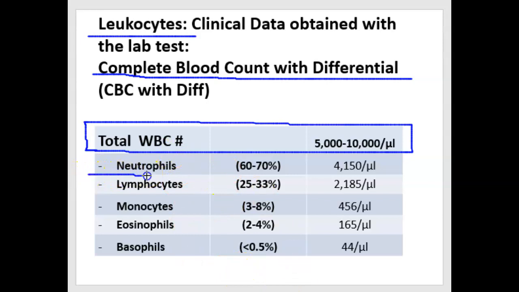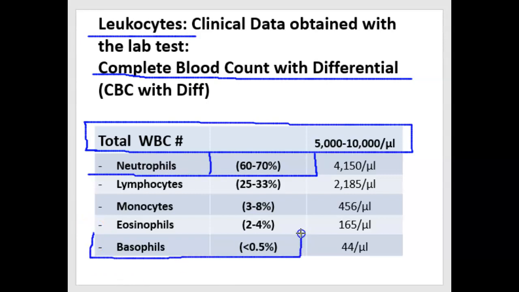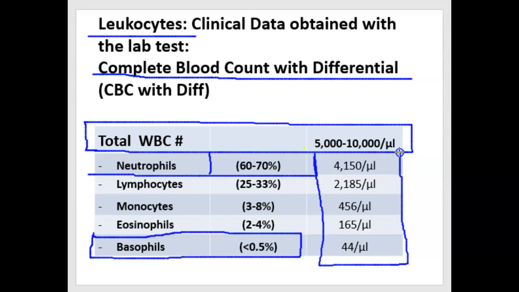So normally neutrophils are the most prevalent, making up 60 to 70% of all the white blood cells. And the rarest are basophils, making up less than 0.5%. Please don't memorize these numbers of cells per microliter. Instead, I think just knowing the prevalence in percentages is probably adequate for our purposes. So neutrophils are the most common, lymphocytes are next, monocytes and eosinophils, and then basophils.